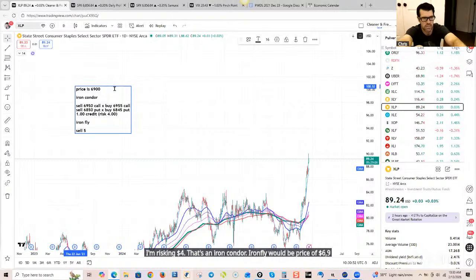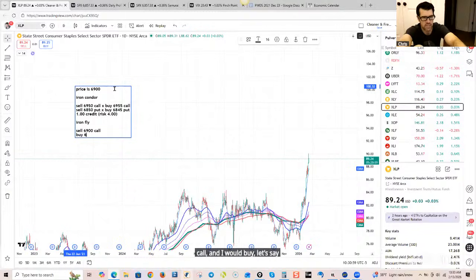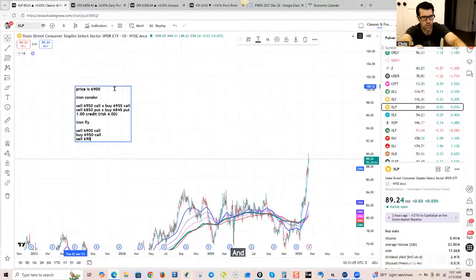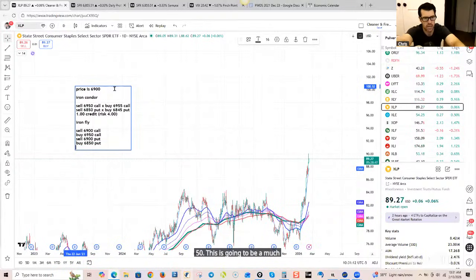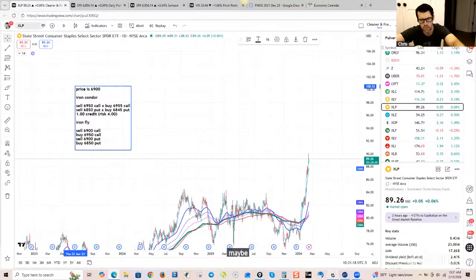Iron fly would be price of 6,900. So I sell the 6,900 call, and I would buy, let's say, the 6950, and this is really wide. Then I sell the 6,900 put and buy the 6850. This is going to be a much higher credit. Let's find out what it would be actually. 50 wide is probably going to offer maybe $30 to $35. Let me see.